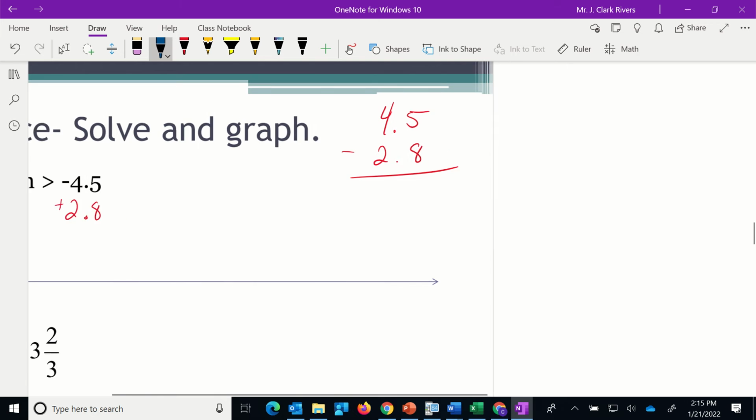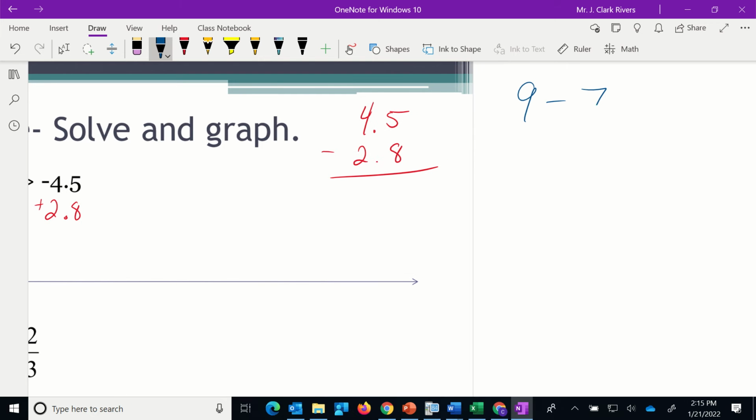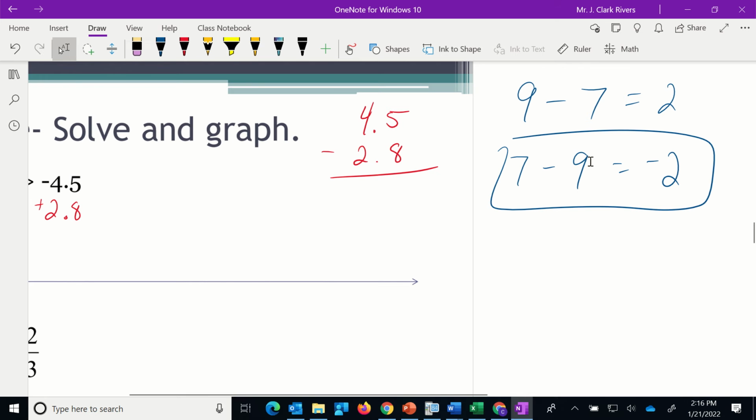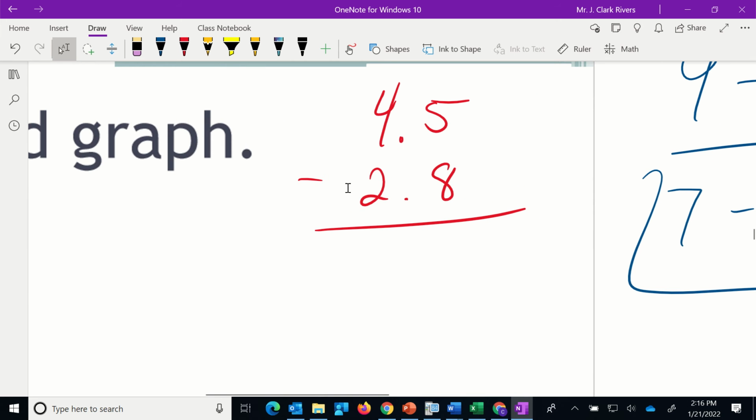If you're wondering why I do that, think about 9 minus 7 as compared to 7 minus 9. They're exactly the same, except for this one is positive 2 and this one is negative 2. So when you think about 7 minus 9, you're probably thinking, okay, that's just like 9 minus 7, except the difference is negative. So that's the same idea here.